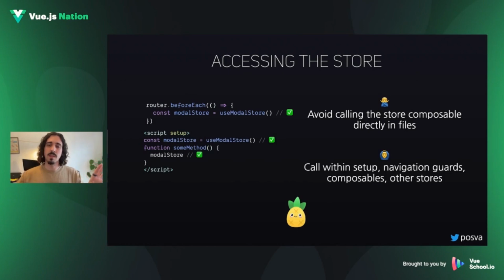So in SSR, you have different applications for each request. And so they are all independent. They should not share the state. And every router is specific to each request. And each router is connected to the application. And so that way it knows what context to give to the navigation guard. And that's why we can use the store. So in short, avoid calling stores directly in files. Call them in setup, navigation guards, all the composables, and all the stores as well.